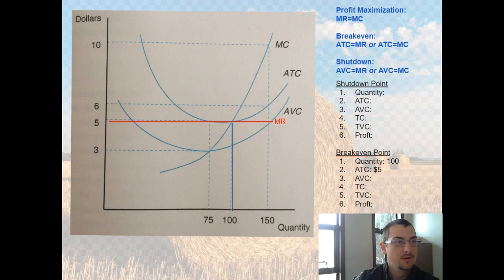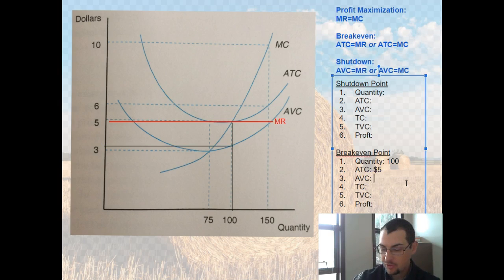We know we're producing at a quantity of 100, so we need to figure out, well, what is our average variable cost at a quantity of 100? So we're going to draw a line directly across from this point of intersection. And we know that at the break-even point, our average variable cost might be around $3.25. So we have to figure out our total cost now.